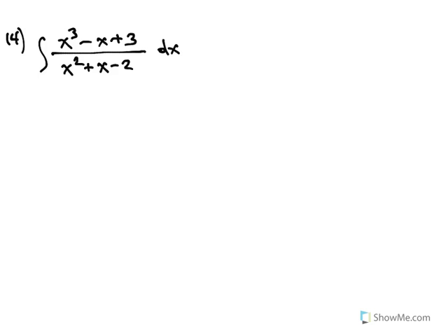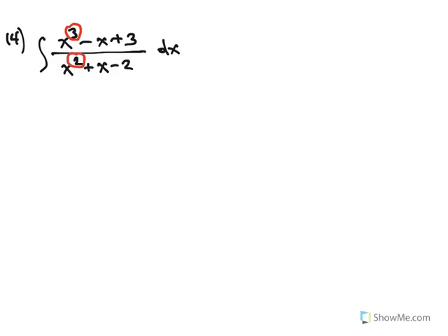Here's our first example for today. We have number 14. We have the indefinite integral of x cubed minus x plus 3 divided by x squared plus x minus 2, and we're integrating with respect to x. If you look at the integrand, you see that it is a rational expression. Furthermore, the degree of the numerator is greater than or equal to the degree of the denominator, and that makes this an improper rational expression.